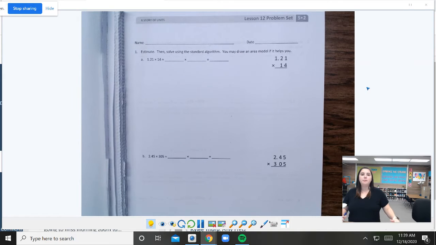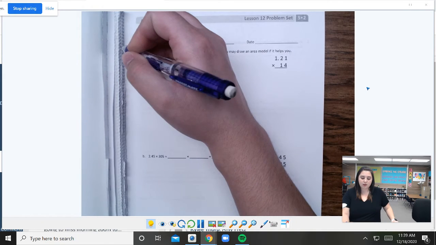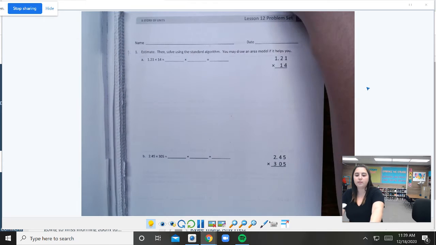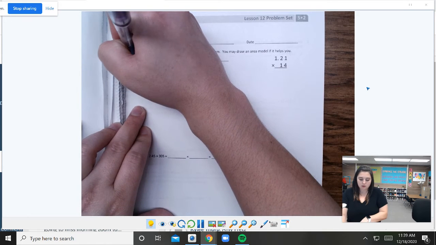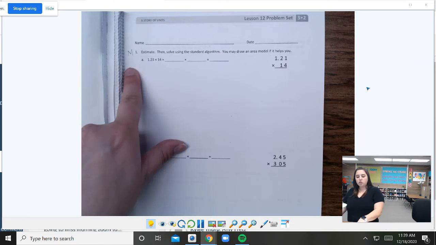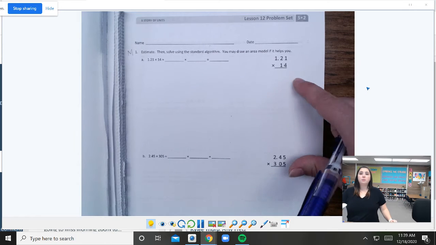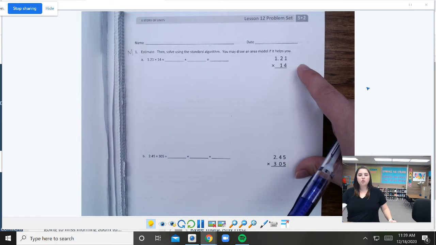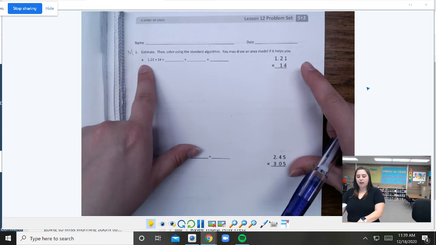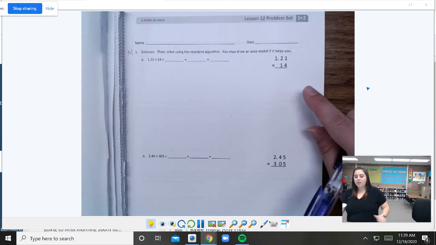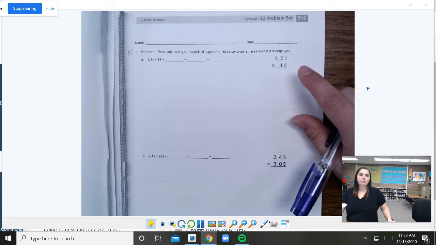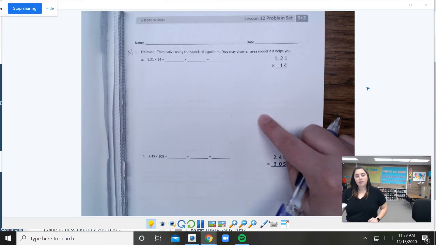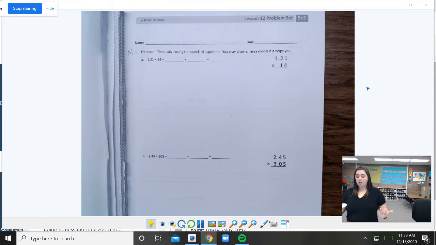So you have two problems that you must do. These are the minimum amount, and that's question 1. Sorry, my pencil's dying. There we go. So question 1 is your must do. The very minimum are these two problems here. You're going to estimate and then solve using the standard algorithm. And don't forget your decimal in there, because if you don't have a decimal, it's wrong.